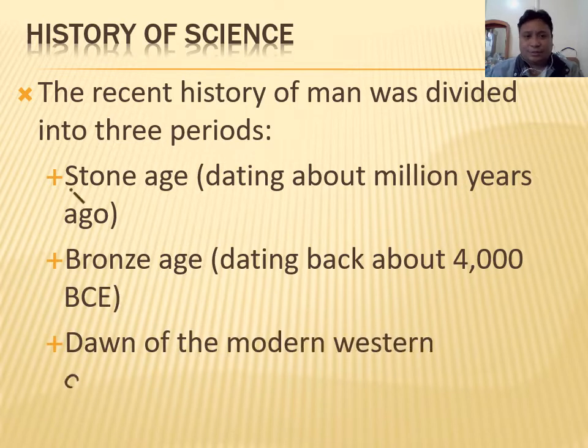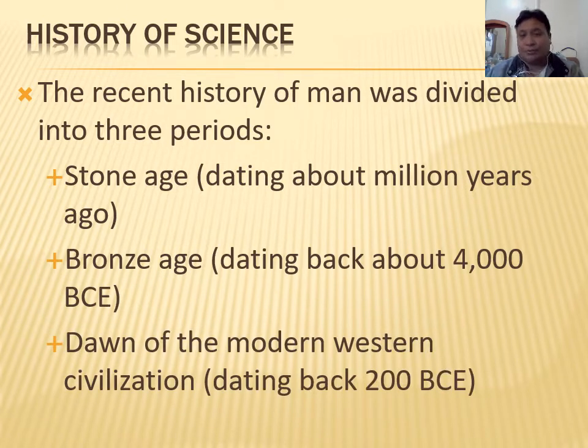The recent history of man was divided into three periods. First one is the Stone Age, dating about millions of years ago. Then the Bronze Age, that was dating back 4000 BCE. When you say BCE, before Common Era, the dawn of the Western civilization is dating back to 200 BC.